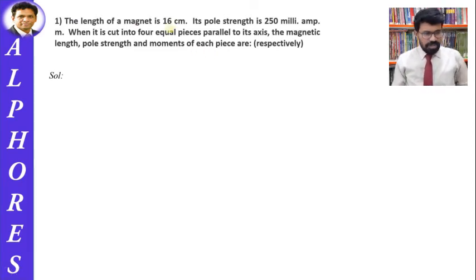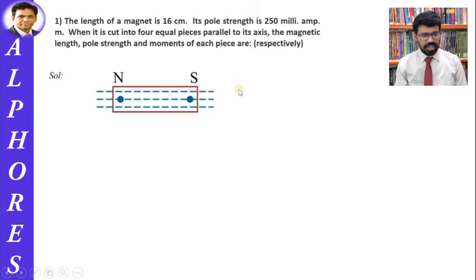Now let us try to solve this question. The length of a magnet is 16 centimeters. Magnetic length 2L is given as 16 centimeters. Its pole strength is 250 milliamp meter. When it is cut into 4 equal pieces parallel to its axis, what are the magnetic length, pole strength, and moment of each piece? So he is asking about each piece's length, pole strength, and magnetic moment. It was cut into 4 equal pieces parallel to its axis, like this: 1, 2, 3, 4 pieces.